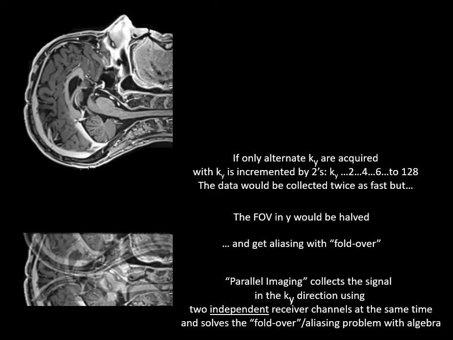Parallel imaging collects the signal in the KY direction by using 2 independent receiver channels at the same time, and it solves this aliasing or fold over problem with algebra, which is going to be illustrated in the next few slides.